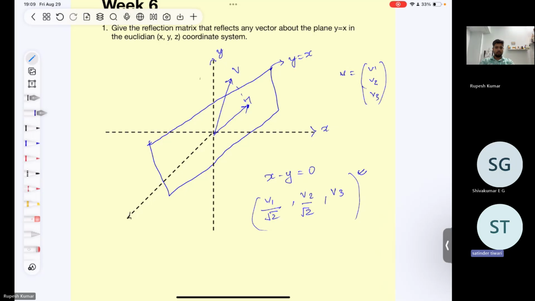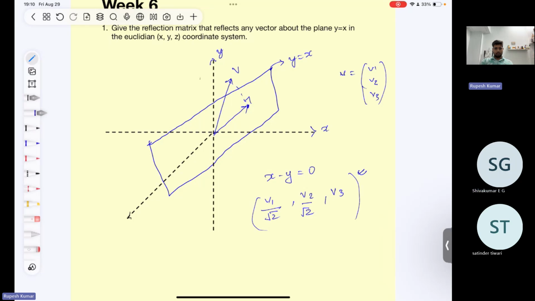This concept I'm not understanding. Okay, I think we have resolved V1 and V2 along X and Y, and for Z there was no direction, so V3 will be as it is. Yeah, okay. So let's do one thing.